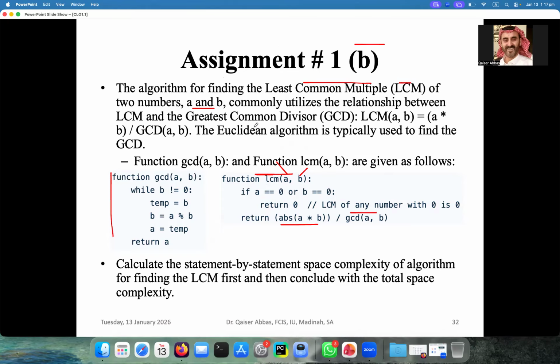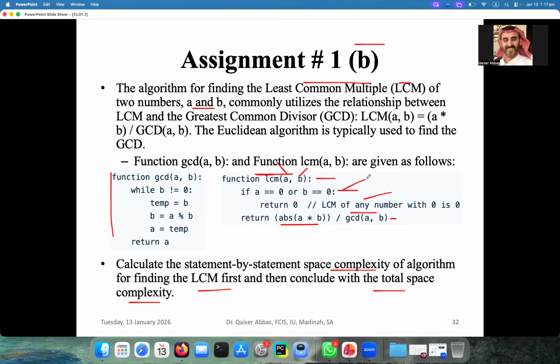In this, I am asking you to calculate the statement by statement space complexity of this algorithm for finding the LCM first, then conclude the total space complexity. First, statement by statement: what is this? What is this? What is this?